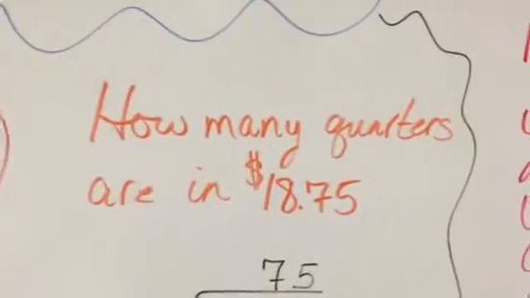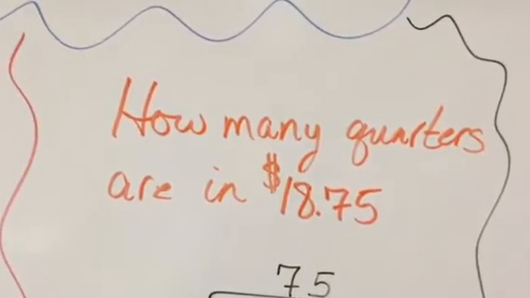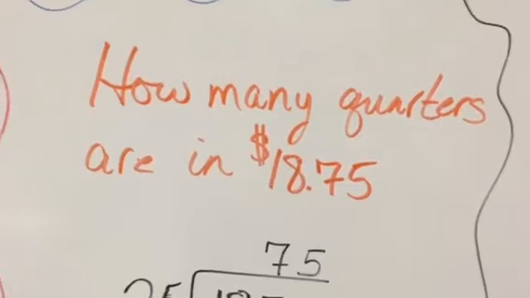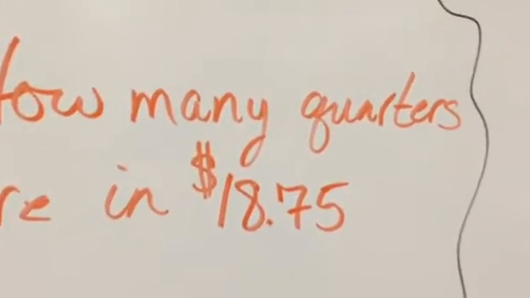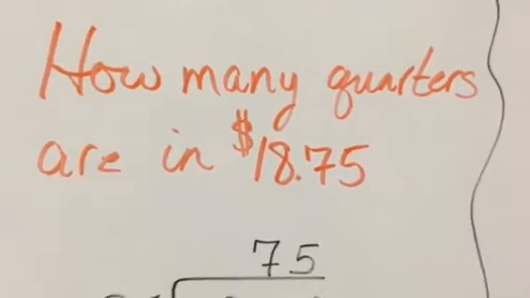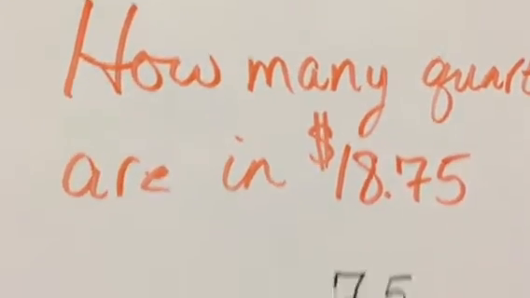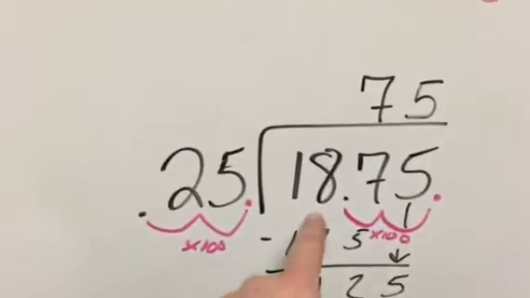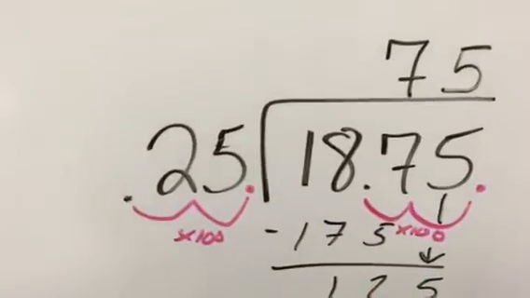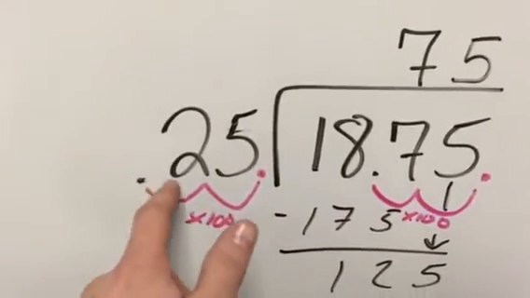Well, here's more of a practical application question. If I have just a bunch of quarters, and I add it up, and it's $18.75, how many quarters do I have? Well, I could set up a problem of $18.75 divided by 0.25.